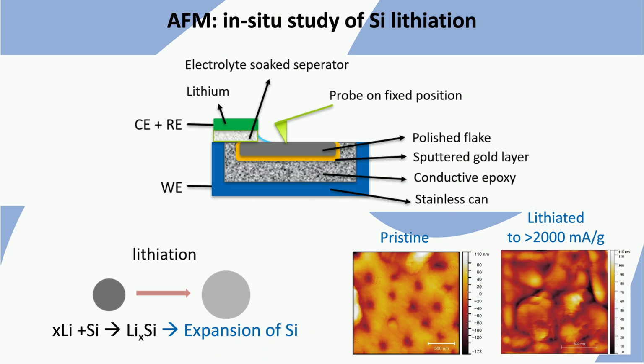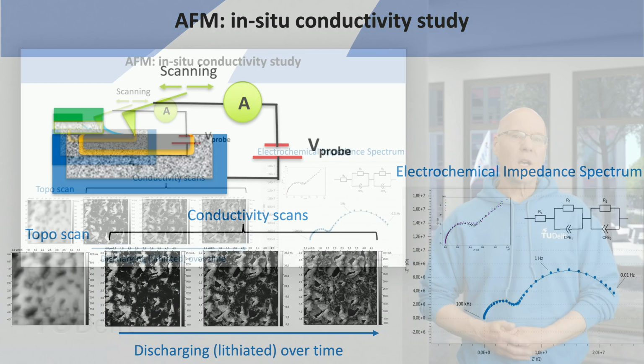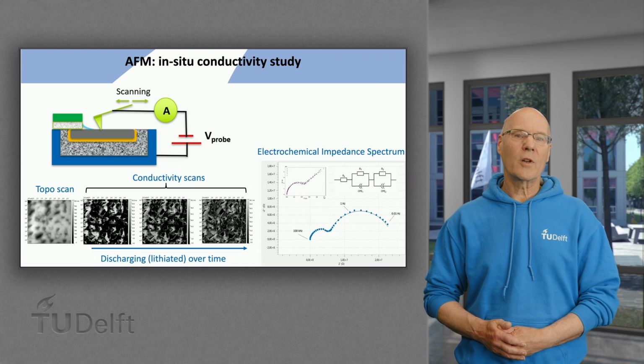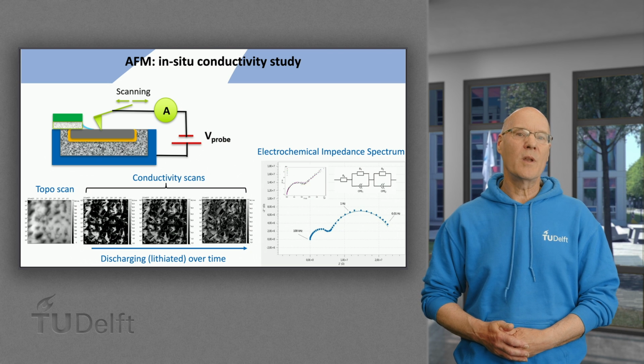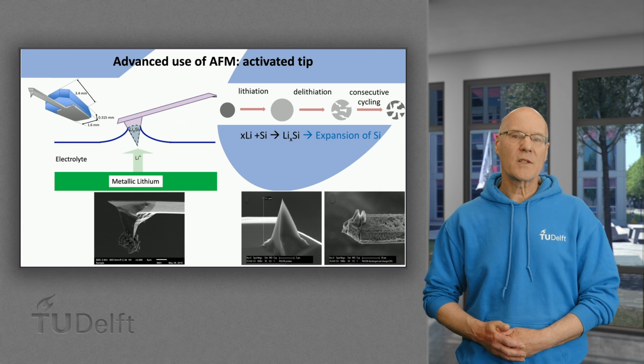Obviously, we can see the expansion of the silicon and closing of the pores. In the same setup, we can measure the conductivity of the sample surface. Since lithiated silicon has a different conductivity than pristine silicon, we can follow the insertion process on an even smaller scale. This can be extended to even electrochemical impedance spectroscopy, and clearly might be a complementary method with the earlier discussed scanning electron microscopy. An even more sophisticated method uses a similar system.